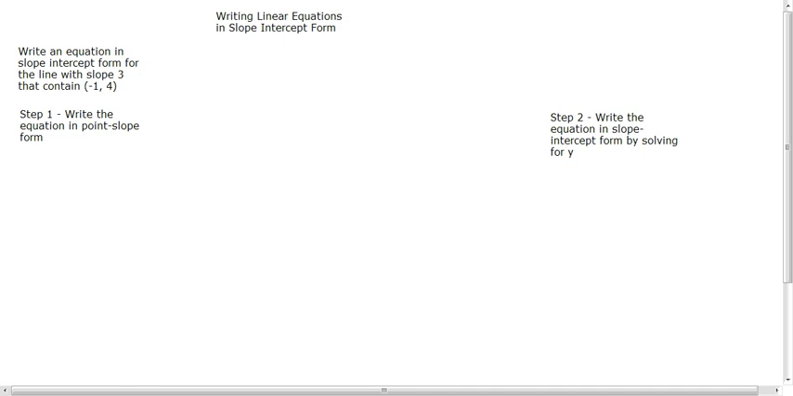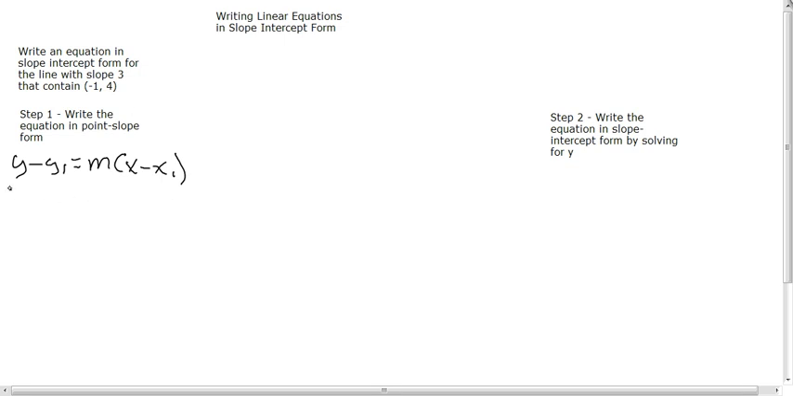So the very first thing we want to do is write this equation in point slope form. So if you remember, we're going to write it as y minus y sub 1 is equal to m times x minus x sub 1. Now we're going to go ahead and substitute our 4 for our y sub 1 and -1 for x sub 1, and of course our 3 for our slope.